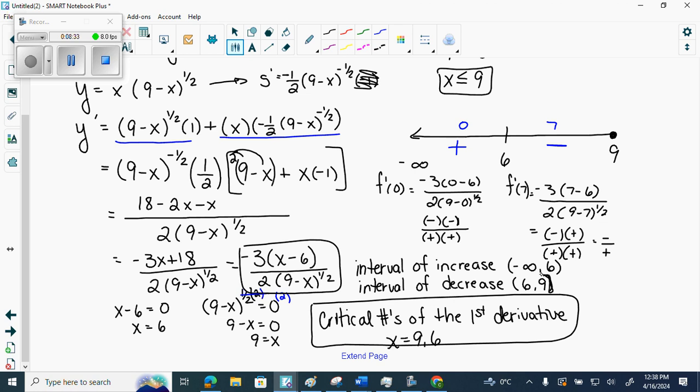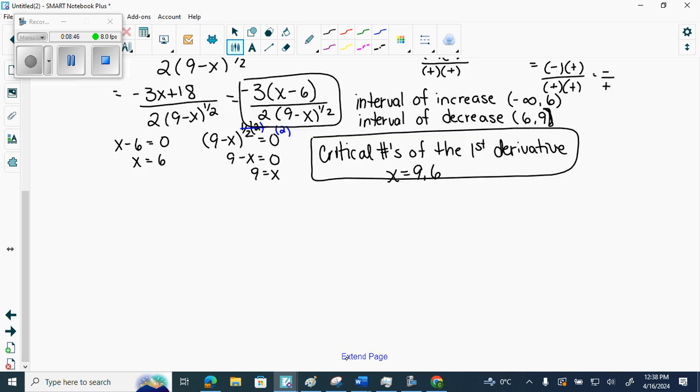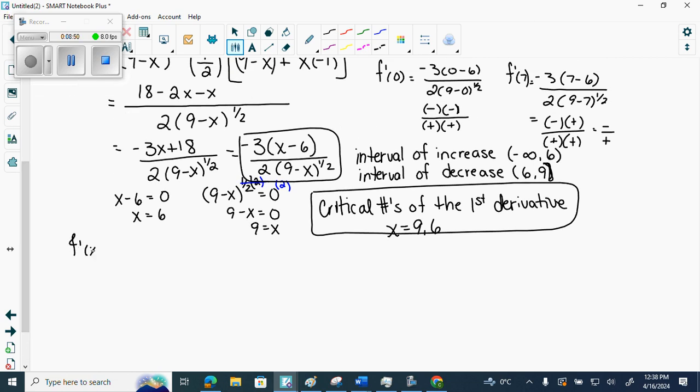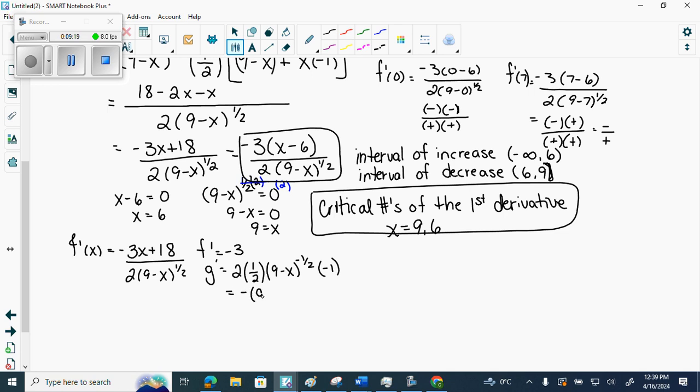The second derivative, what would I have to use? The first derivative to find it, correct? Now, the best one is not always the most simplified. The best one, I would use this one here. So I'm going to go f prime of x equals negative 3x plus 18 over 2 bracket 9 minus x to the half. So f prime is negative 3. g prime is 2, drop the half in front, so 2 times a half, 9 minus x to the negative a half times negative 1. So it's negative 9 minus x to the negative half.